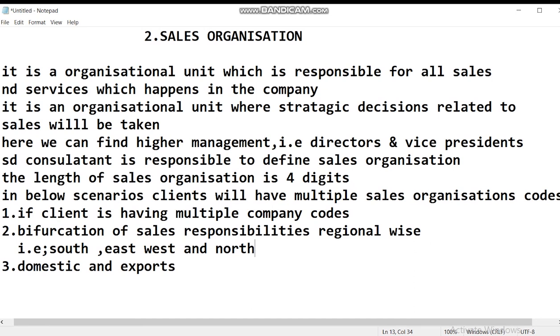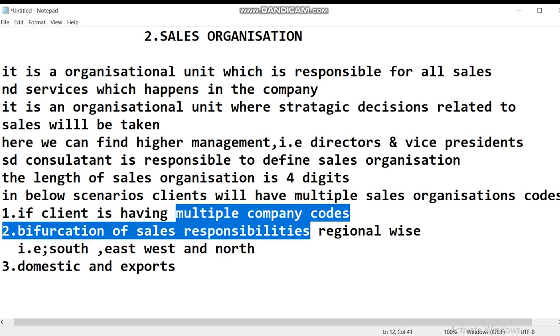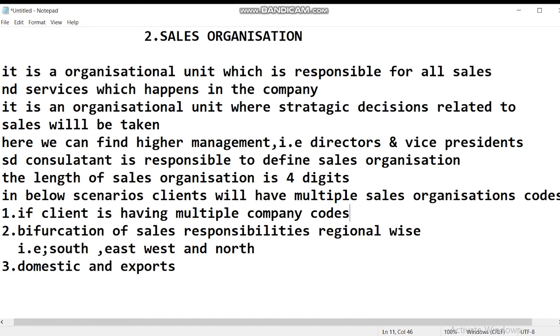At the same time, for the sales organization, there are a few scenarios where we have multiple sales organizations. If a client is having multiple company codes, when you have multiple companies, definitely you should maintain multiple sales organizations. Like if you have a company named X, definitely you should have an X sales organization, X1 sales organization. For example, you have a Y, you have a Z. For every company code, you should have multiple sales organizations also.